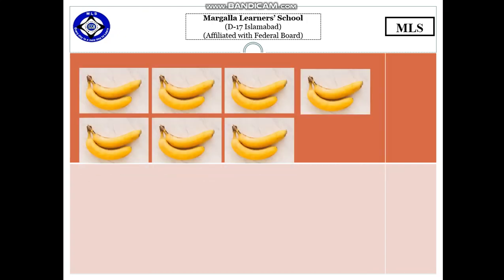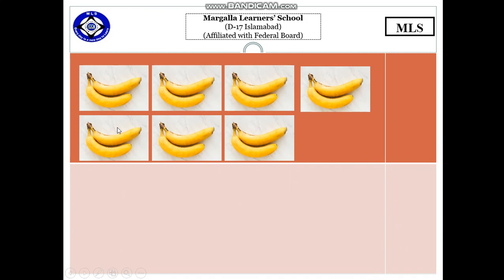Now, let's count the bananas. There are 1, 2, 3, 4, 5, 6, 7, 8, 9, 10, 11, 12, 13, 14. There are 14 bananas. And you write 14 like this.